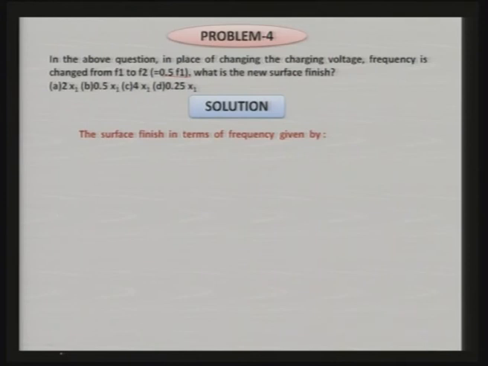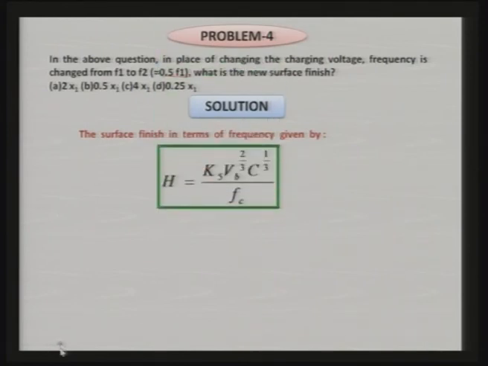The surface finish in terms of frequency is given by H equal to K5 B V raised to power 2 by 3 C raised to power 1 by 3 FC. This is the theoretical equation, and H is proportional to 1 by FC. So, we get x2 equal to x1 FC1 over FC2. From these two equations you can derive this one. Now, we are given FC1 and FC2, where FC2 is given in terms of FC1. FC1 here is nothing but F1, and FC2 here is nothing but F2 given in the problem.